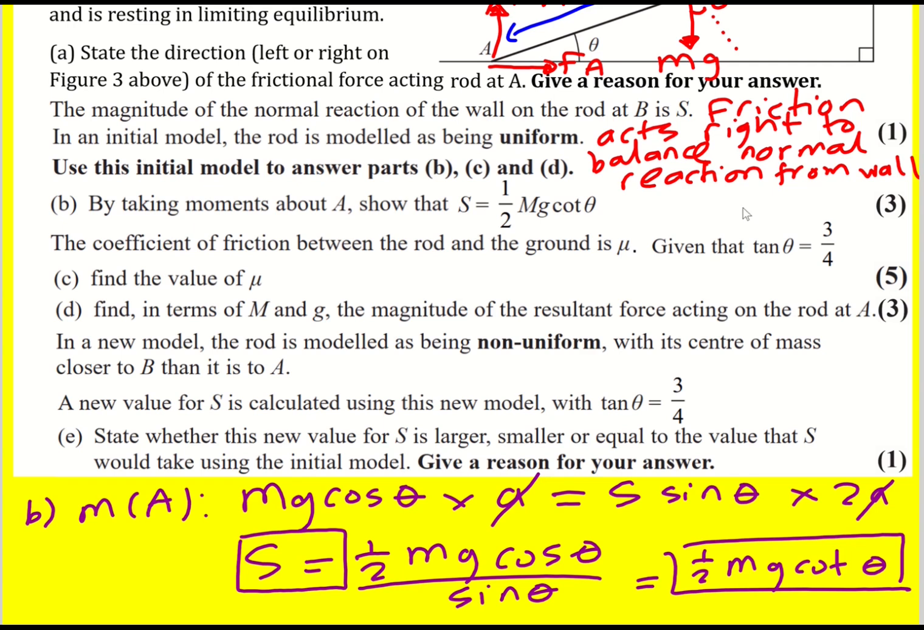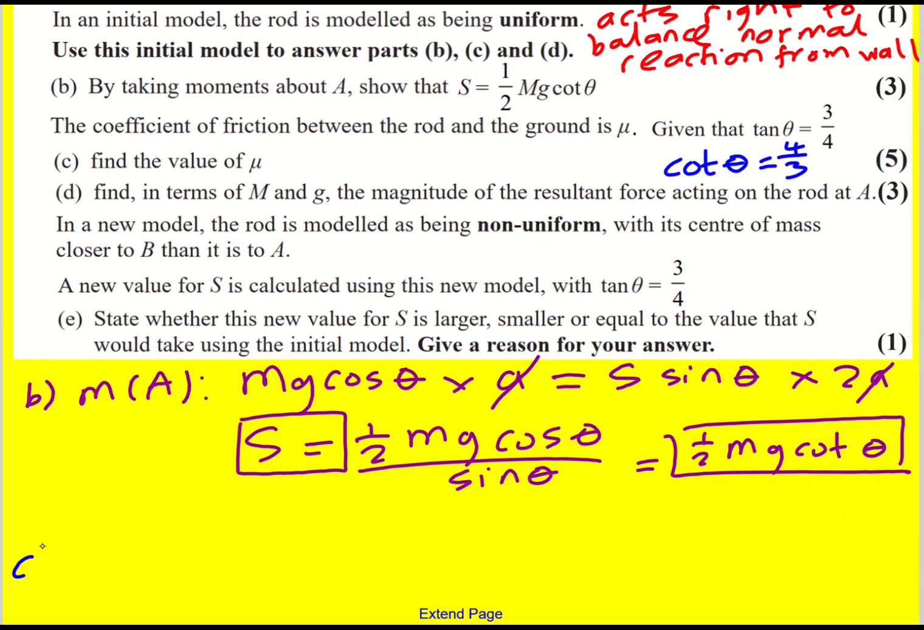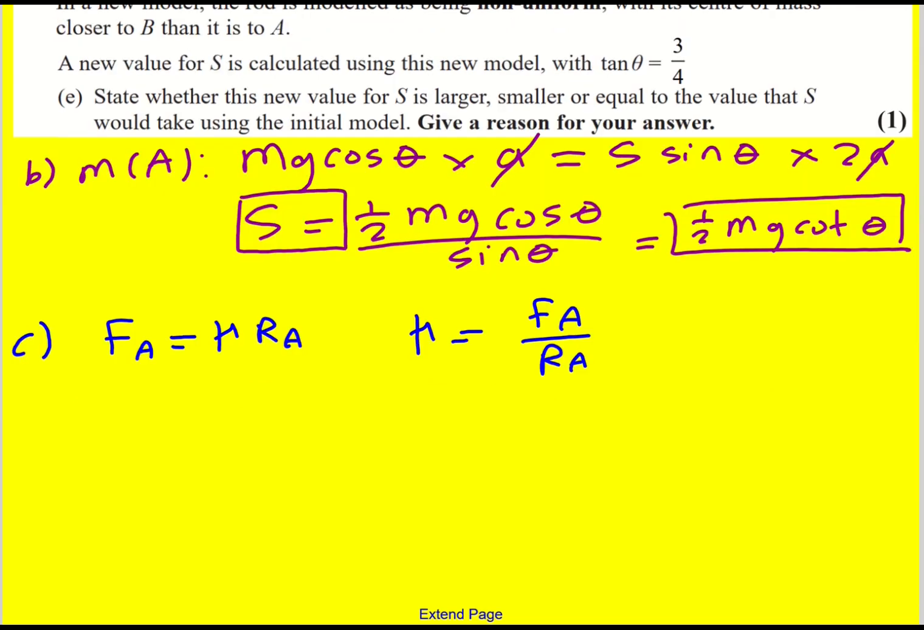The coefficient of friction between the rod and the ground is mu, and we're given that tan theta is 3 over 4. That immediately means that cot theta is 4 over 3. And we're asked to find the value of mu. So what we can use is the frictional force, FA in this case, is equal to mu RA. It's normally less than or equal to, but we're told here it's in limiting equilibrium, so it's equal. And that means mu is equal to FA over RA. We've just got to work both of these out.